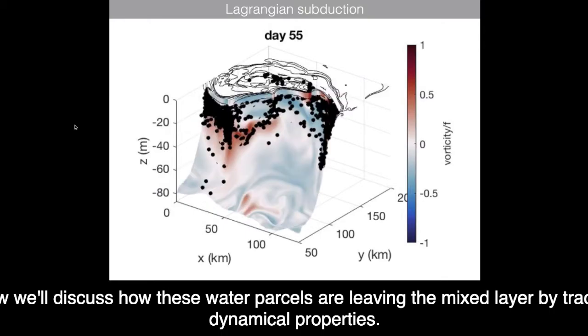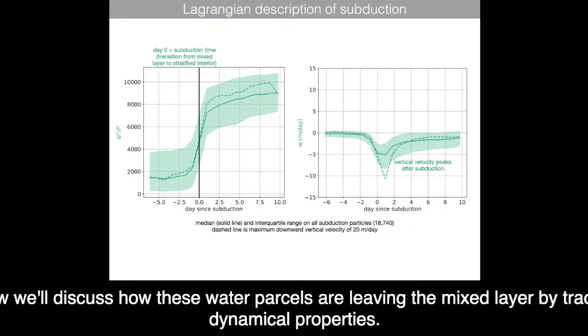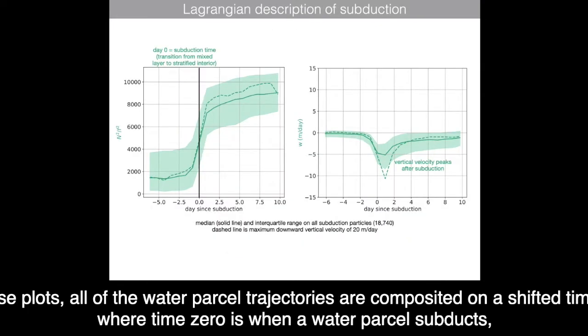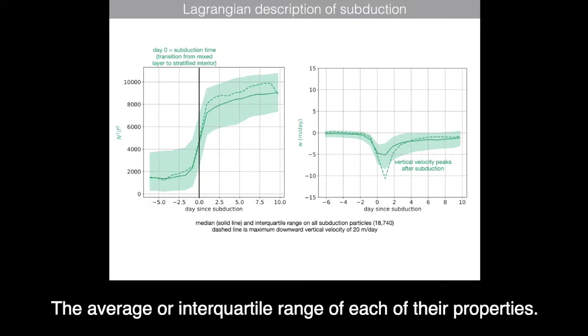Now we'll discuss how these water parcels are leaving the mixed layer by tracing dynamical properties. In these plots, all of the water parcel trajectories are composited on a shifted time axis, where time 0 is when a water parcel subducts. The solid line is the average across all trajectories, and the shading shows the interquartile range of each of the properties.